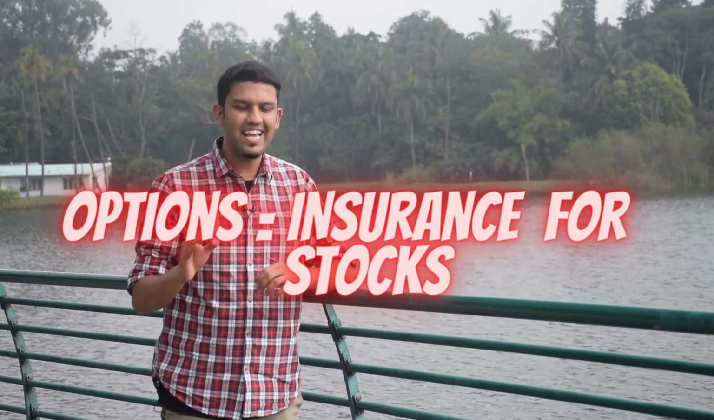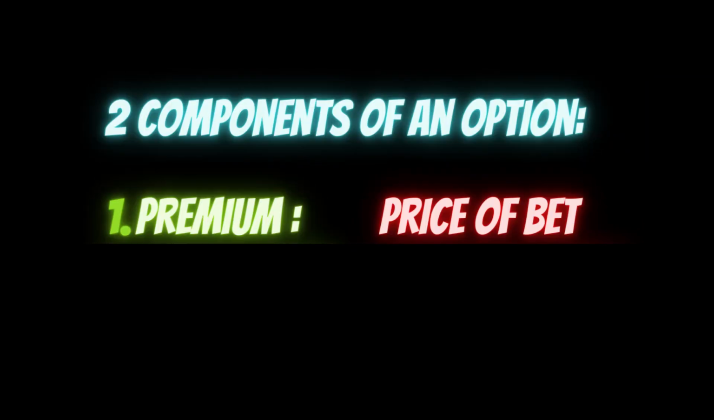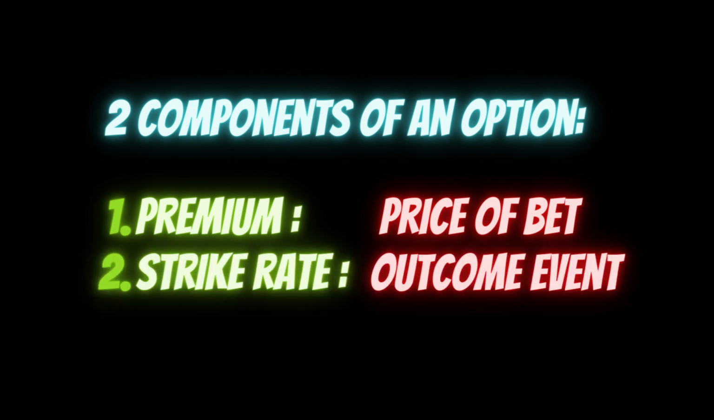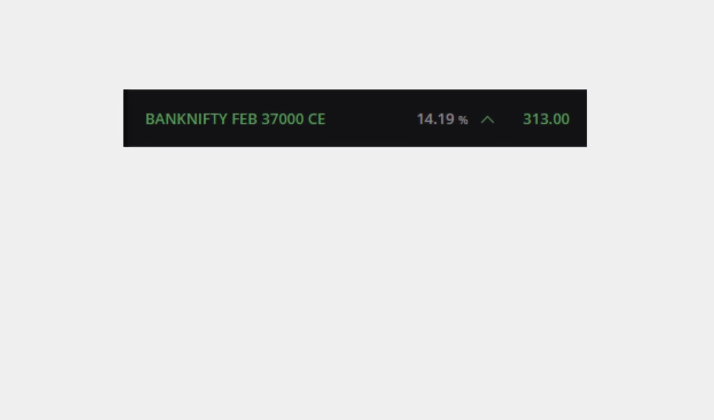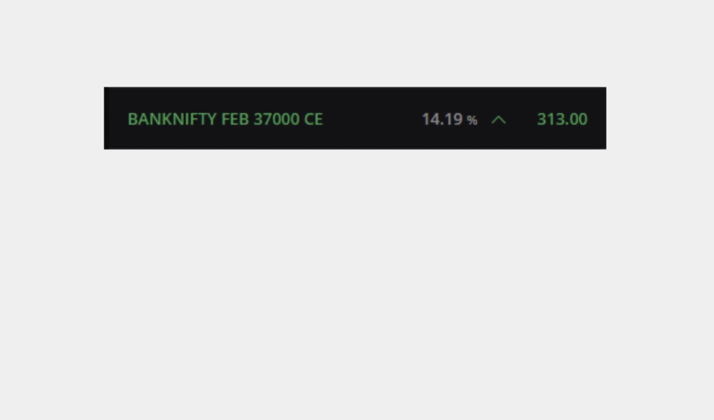Options work the exact same way. There are two main components to an option. One, the premium, which is the cost of entering the bet. And two, the strike rate, which is the definition of the outcome event of the bet. A typical options contract looks something like this. Bank Nifty, February, 37,000 CE, trading at 313.